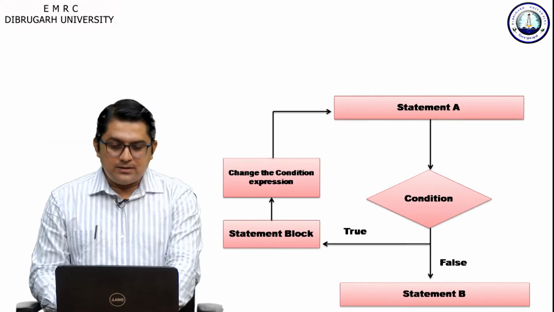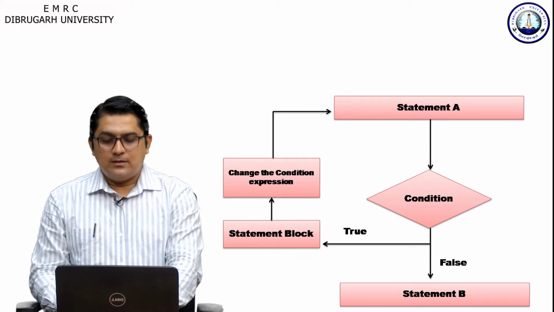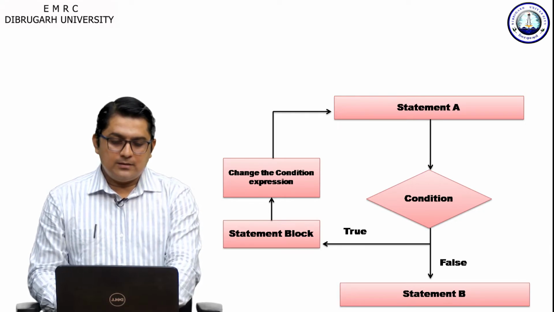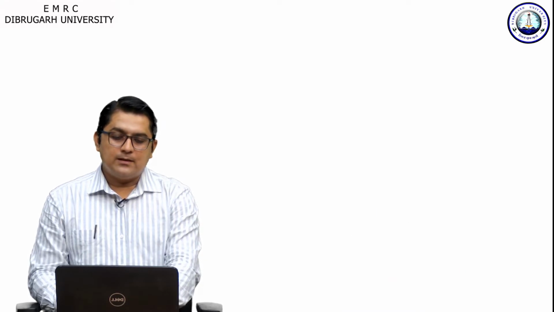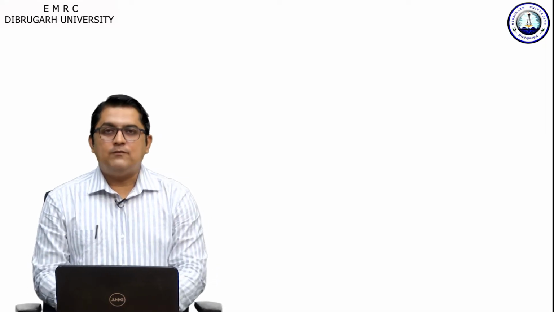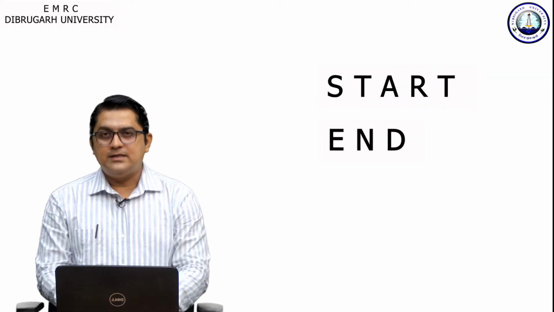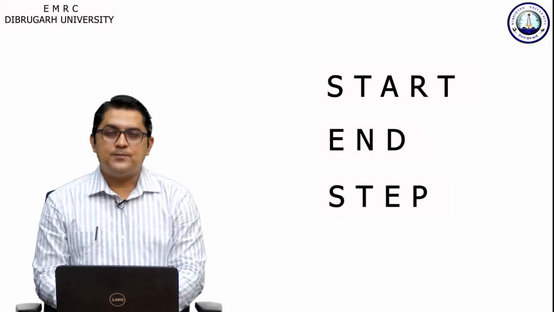So, this is the flow chart showing the working of the while loop. You can see here the most important thing is the condition. You have to remember that when we use a loop, there is a starting point, there is an ending point, and in between there are steps.